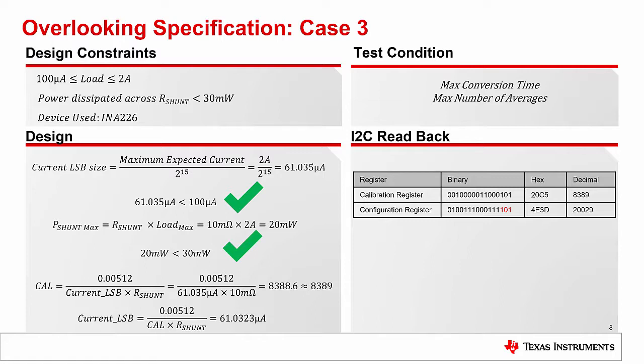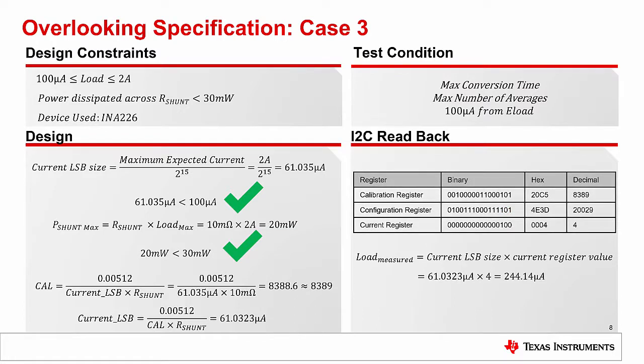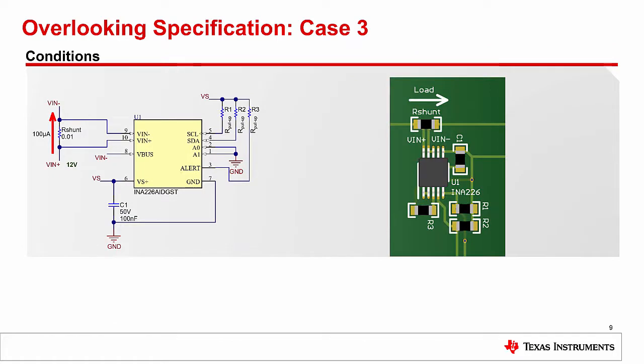After writing to the device registers, we source 100 microamps across our shunt from an E-load. To our dismay, we read that the INA226 is measuring 244 microamps. What is wrong with our part? We decide to probe across our shunt, and we do see that it is in fact 1 microvolt, as it should be.